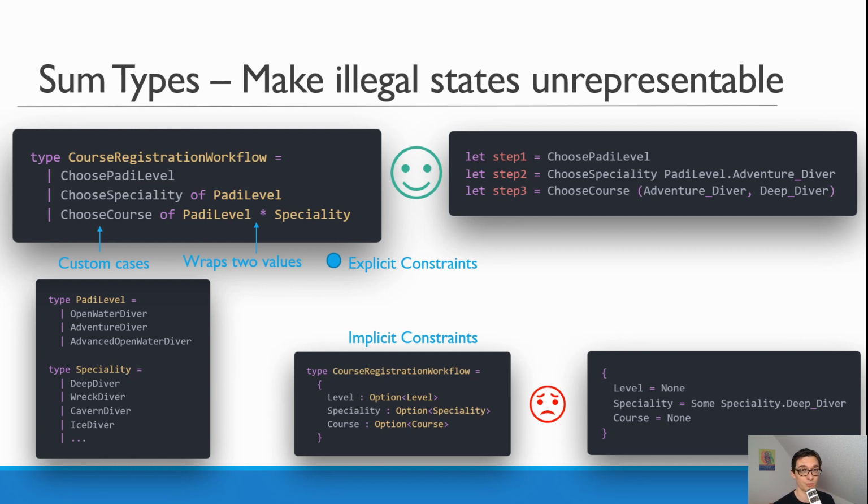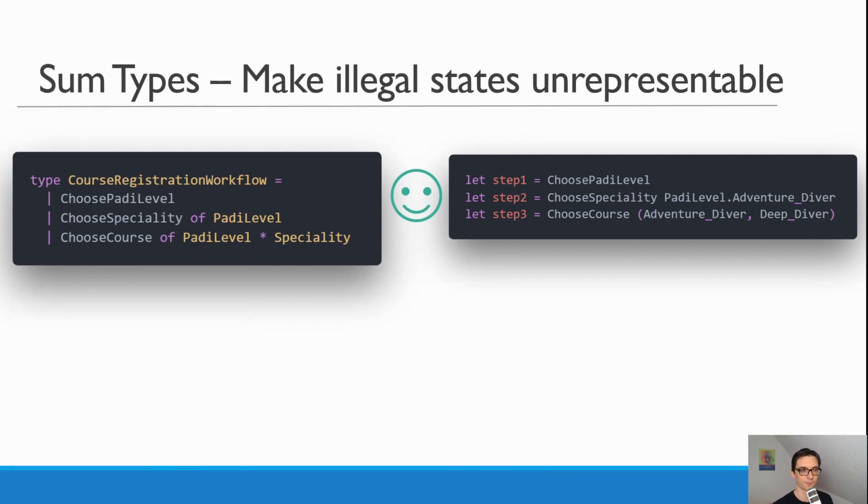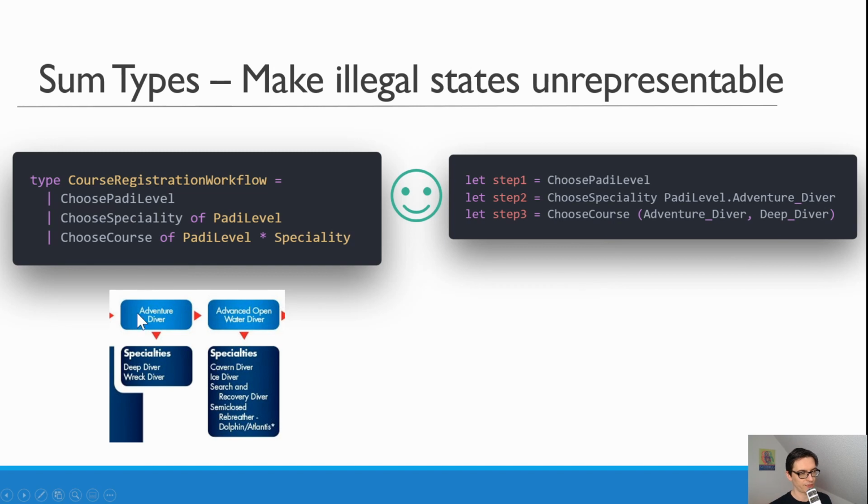You don't need to write unit tests for this. It's just not possible anymore. And this is really nice. Okay, so let's fix the other error, if you remember it. So in this case here, we see that we have the choose course, and we give it an adventure diver and a deep diver. So we have the adventure diver as the party level, and the specialty was a deep diver. This is perfectly fine.